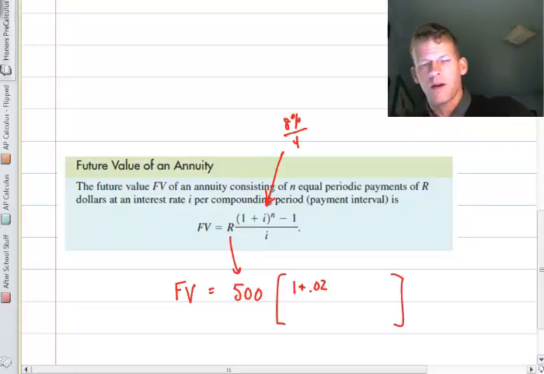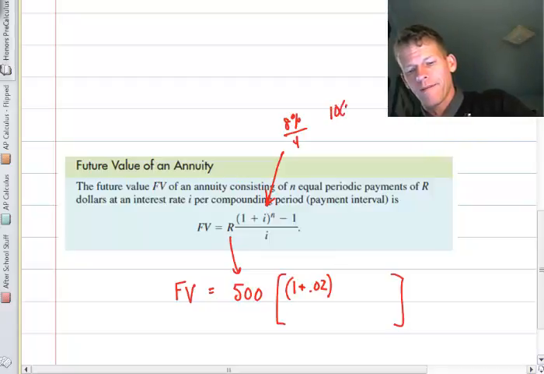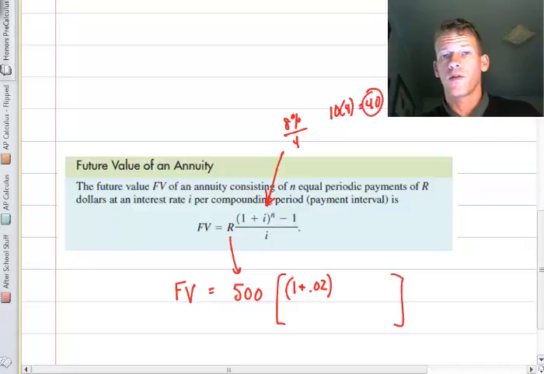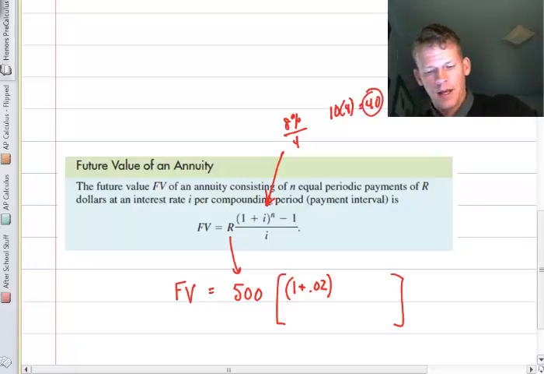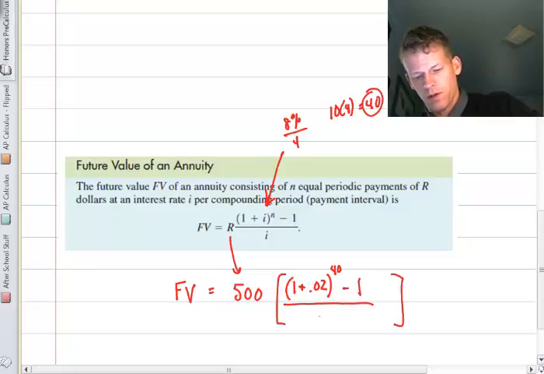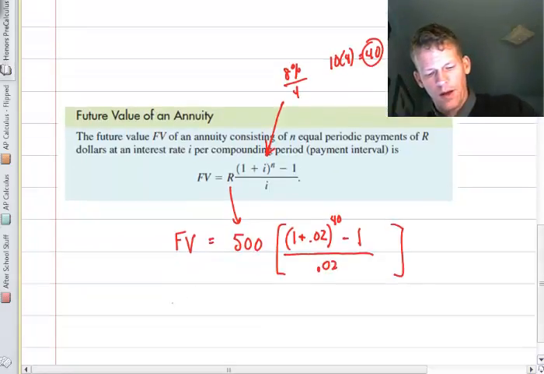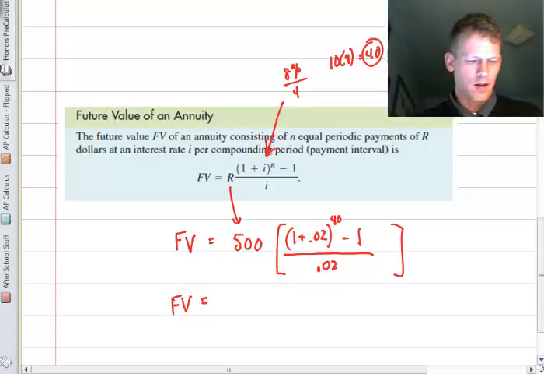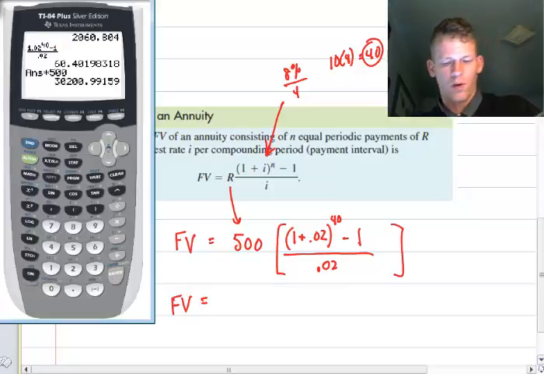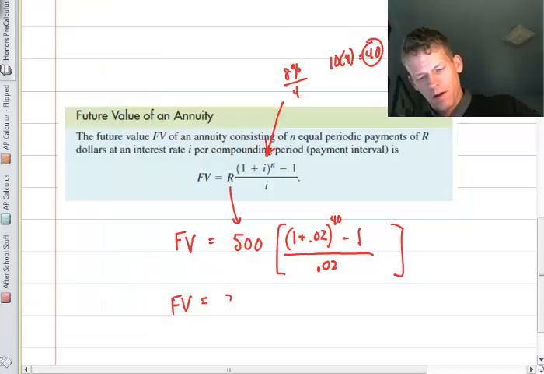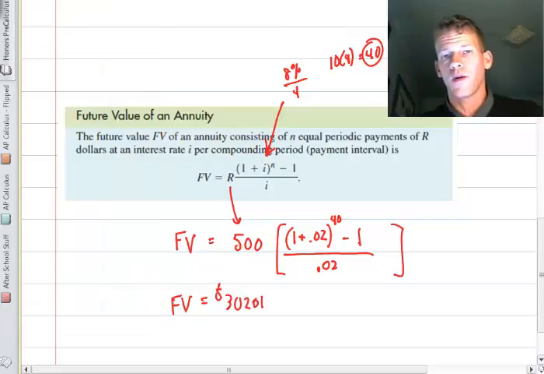So that's going to be 1.02 raised to the, because it's 10 years and done quarterly, you've got to say 10 years times 4, which would be 40 installments. So this would be 40. And then we're going to subtract 1 and divide it by the adjusted interest, which is 0.02 again. When we do this math and write it all out, the future value of this investment becomes, I think I calculated over here, $30,201. And that's how we would compute the future value of this money.